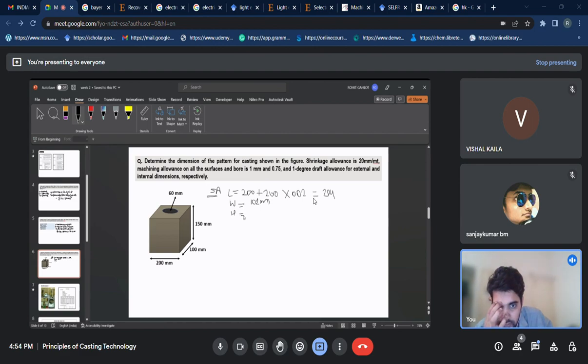And then your width, we do the same thing: 100 plus 100 multiplying by this, then it will come around 102 mm. Then your height will be 150 plus 1.5, 153.